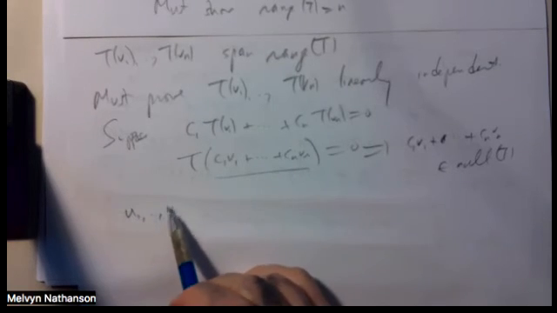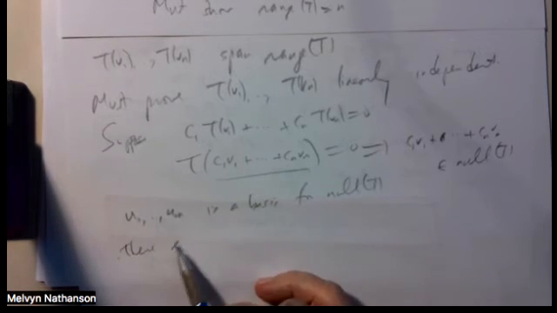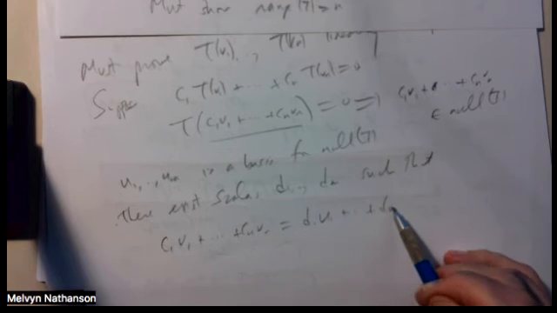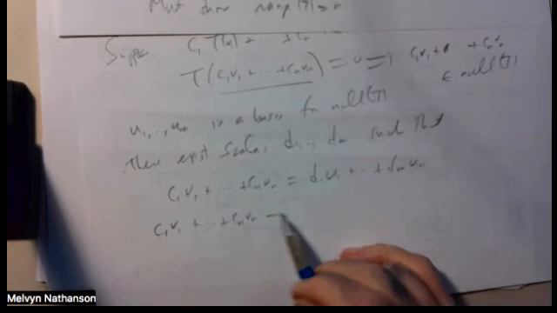But remember, u1 up to um is the basis for the null space of T. So that means that there exist scalars d1 up to dm such that c1 v1 up to cn vn equals d1 u1 up to dm um. Another way of saying that is that c1 v1 up to cn vn minus d1 u1 minus dm um is 0.